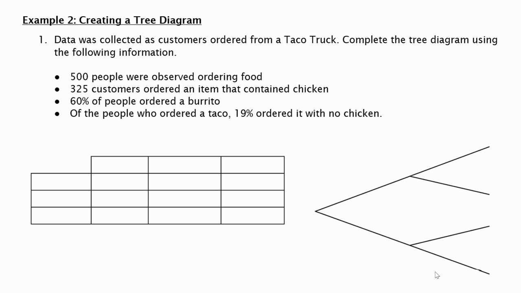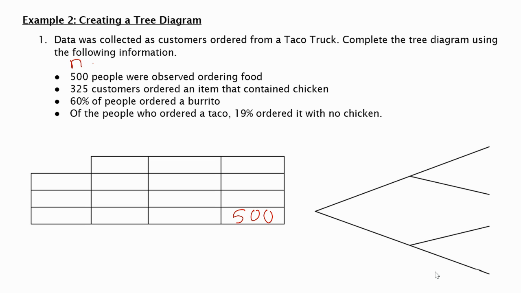Complete the diagram using the following information. So I'm going to use the two-way frequency table and then use that to help with making my tree diagram. For my two-way frequency table, it says 500 people were observed ordering food. So that's my sample size. I'm going to put that in the bottom corner.